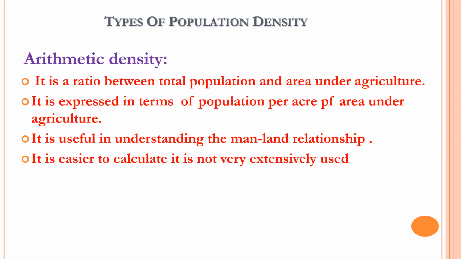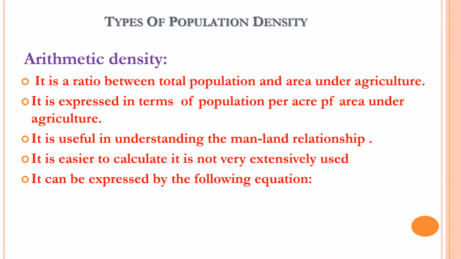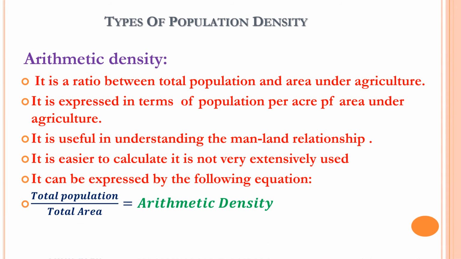It is easy to calculate and extremely widely used, and can be expressed by the following equation: total population divided by the total area. It is called arithmetic density. It is simple and easy, a ratio between the total population and total area, as usual per acre. This is the arithmetic density. Now go to the next point.